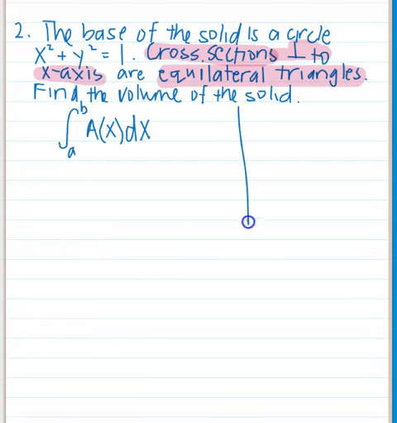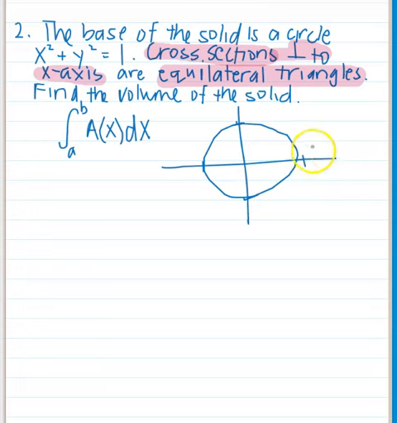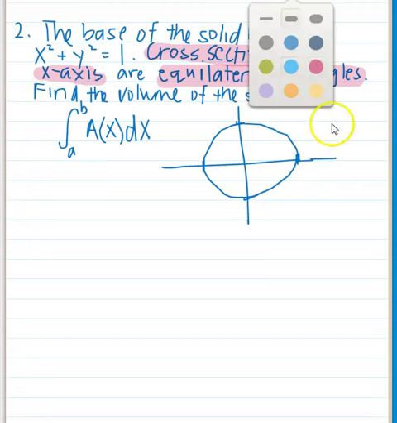So we have this base. They're telling us that the base is a circle, so I'm going to go up 1 over 1 in every direction. Ooh, I missed. I'll do a little improvising. And so that is going to be the base of this shape.